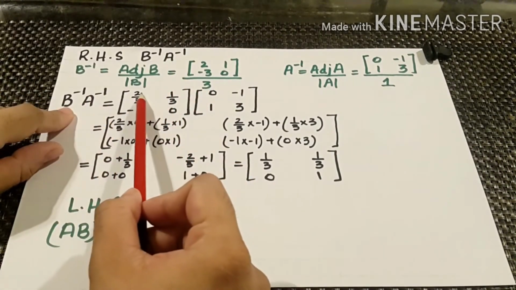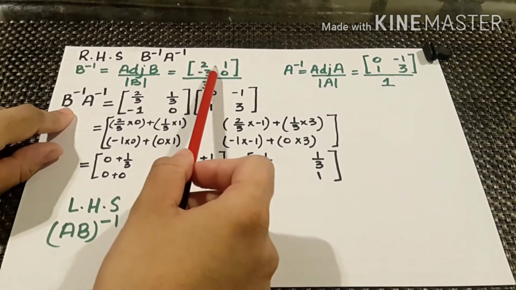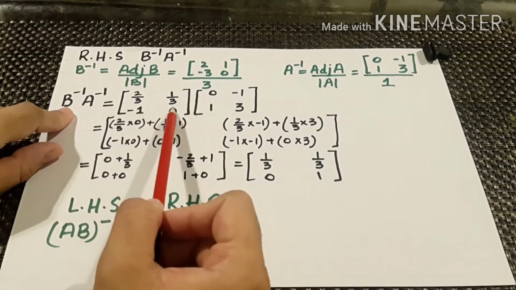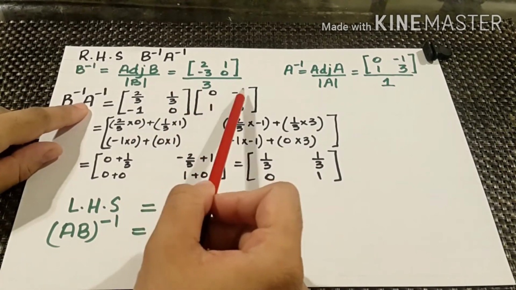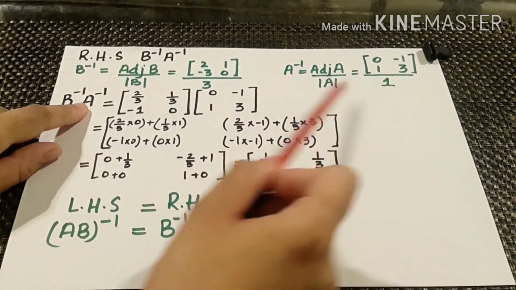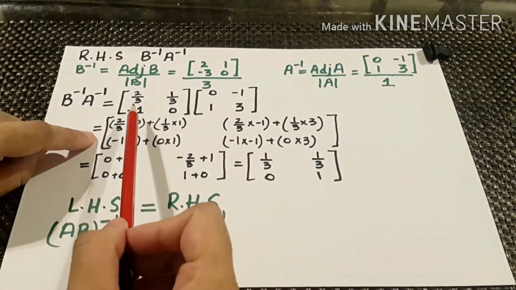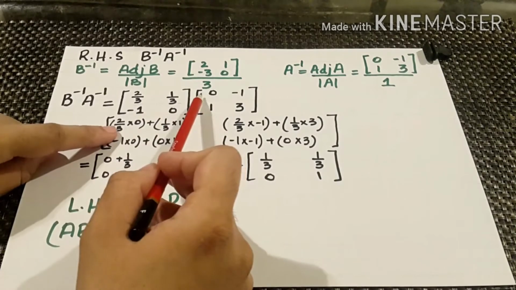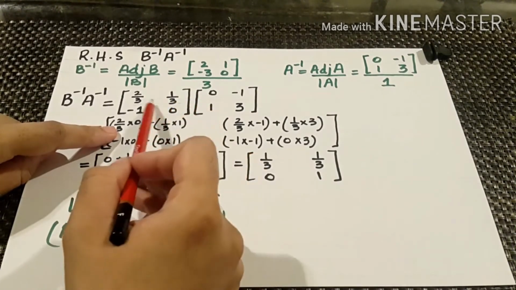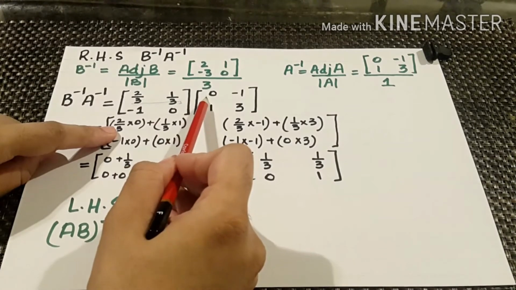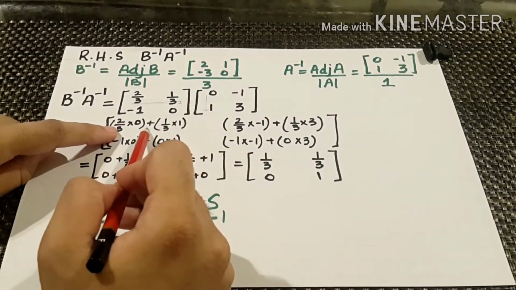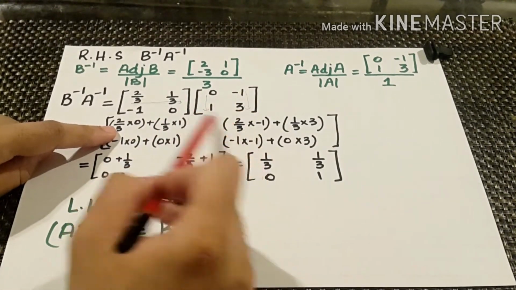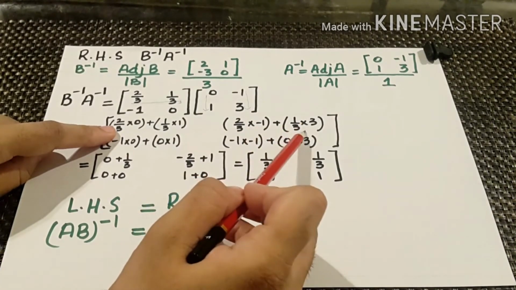The B inverse matrix will be 2 by 3, because the determinant will be divided with all the values inside: 2 by 3, 1 by 3, -1 and 0. And the A inverse matrix is [0, -1; 1, 3], and no need to write 1 down. Now we will simply multiply them. 2 by 3 multiplied by 0 plus 1 by 3 multiplied by 1. The values of row 1 will be multiplied with the values of column 1 with plus sign. Then this will be multiplied with the values of the next column: 2 by 3 multiplied by -1 plus 1 by 3 multiplied by 3.